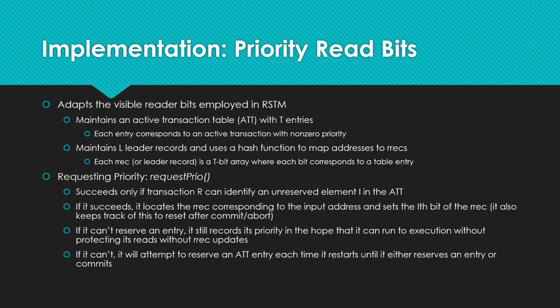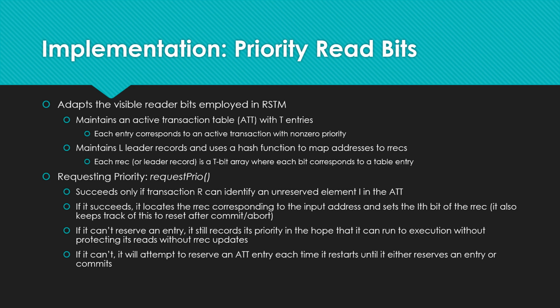Now, the first of the two implementations is priority read bits. So this adapts the visible reader bits employed in RTSM that we talked about earlier and maintains two things. The first one is an active transaction table, or ATT, that contains T entries. Each of those entries corresponds to an active transaction with some non-zero priority, and it also maintains L leader records, and uses a hash function to map those addresses to RRECs, or leader records. Now each RREC is a T-bit array where each bit corresponds to an entry in the ATT.